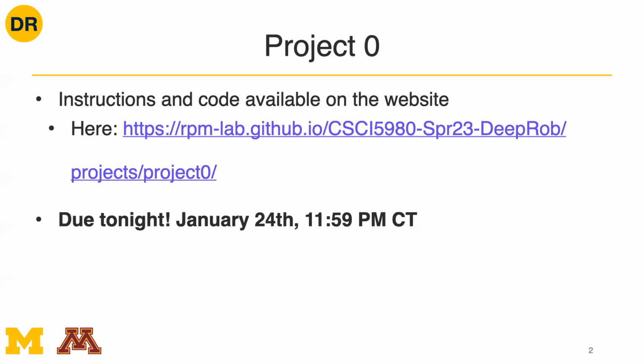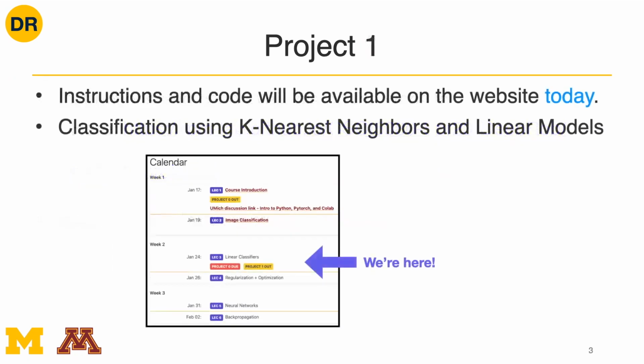Okay, so it's due tonight. I've already seen a few submissions, which is great. I hope it will roll out in the evening. Okay, moving on to project 1. So this will be released by the end of today on the website. And this will be on k-nearest neighbors and linear classifiers. So in terms of where we are in the course, the second week, not too far along in the course. So today, project 0 is due and project 1 is going to be out.